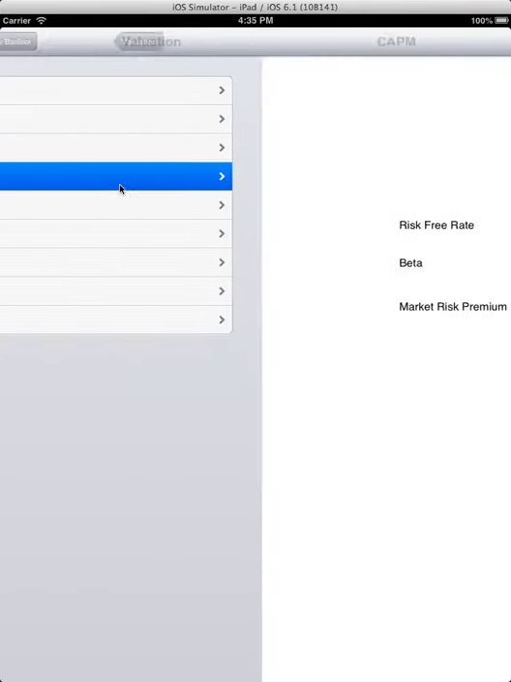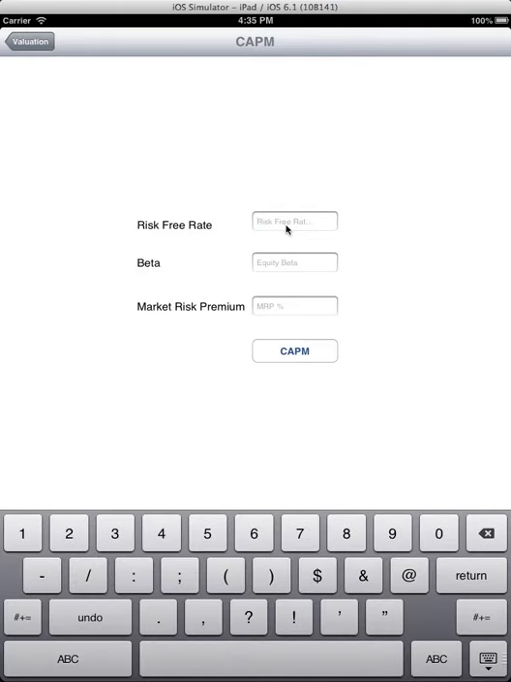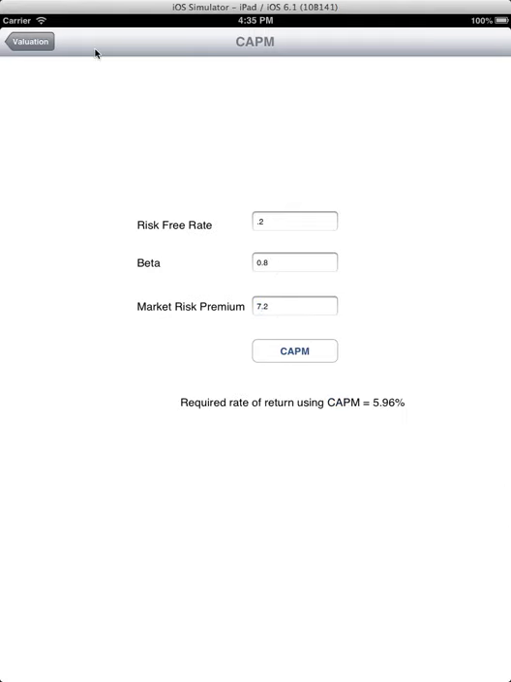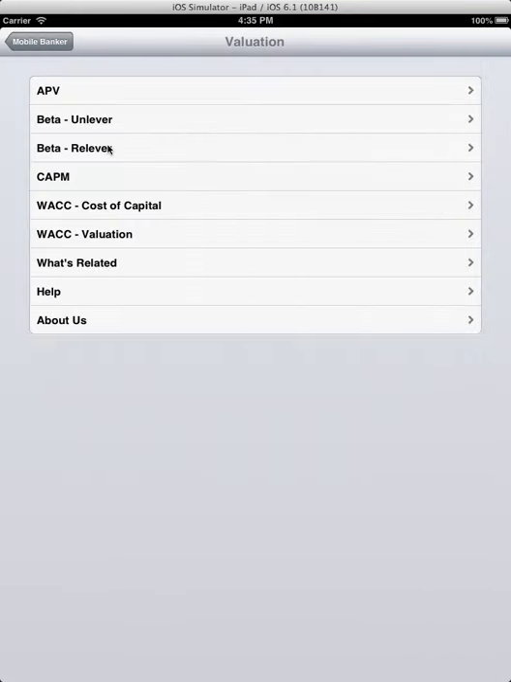Okay. Capital asset pricing model: say the risk-free rate is 0.2, the beta is 0.8, and the market risk premium is 7.2, and by applying CAPM, this is the cost of capital we receive.